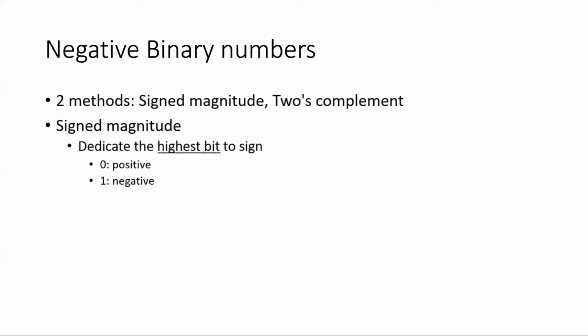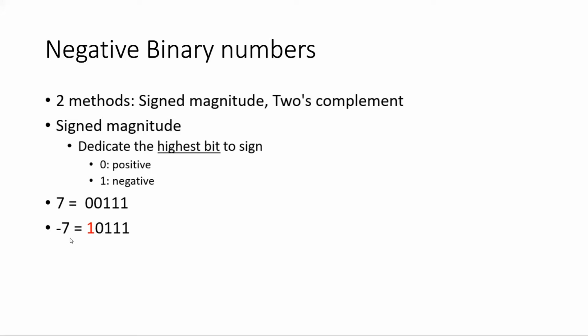So let's see an example. We have 7, which is represented in binary as 111. And here, imagine we have 5 digits. So we put 0 in the 2 higher positions. Now, if we want to show -7 using sign magnitude, we would need to change the leftmost bit, or the highest bit, to 1, and the rest stays the same.